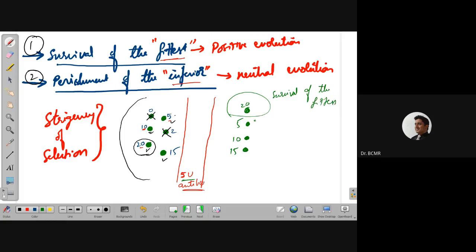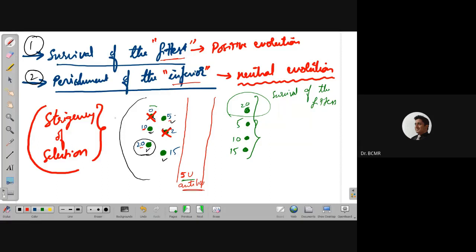If all of these survive, then what is actually happening? You are only deleting those that are harmful. Sorry, those that are misfits are eliminated from the population. And that is the meaning of neutral evolution. Whether it is positive evolution or neutral evolution is always relative in nature, and it is a function of the stringency of selection.